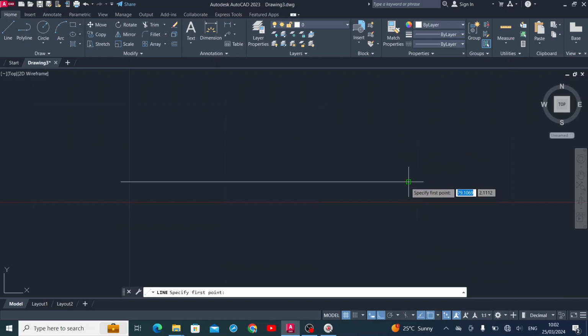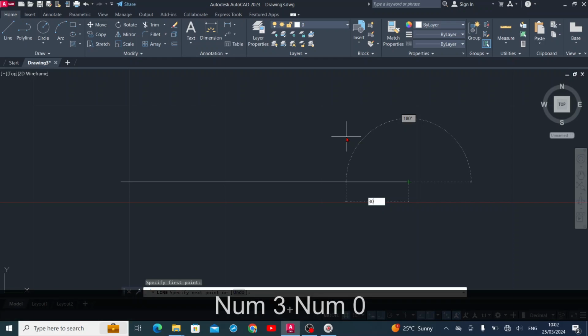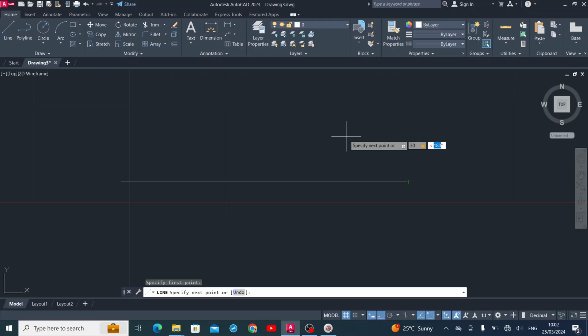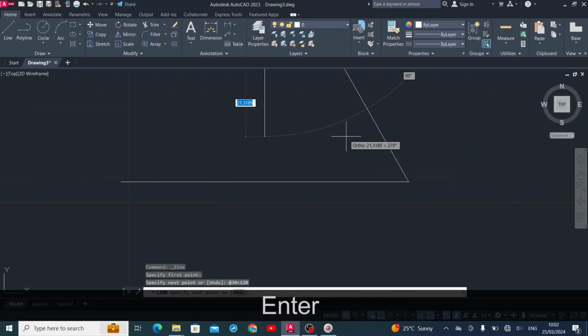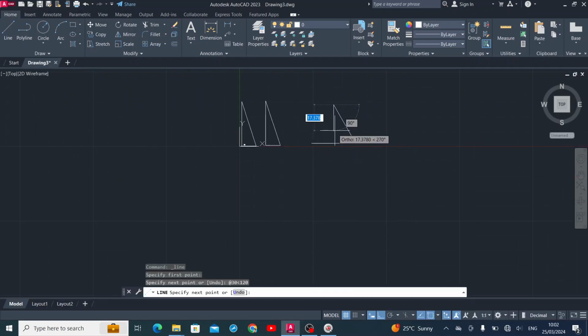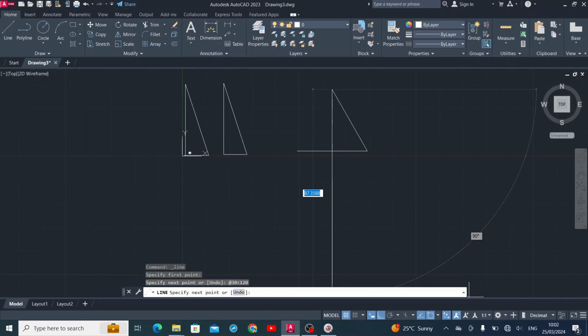So I will take line again. I will click on this endpoint. So inclined length you should give. Inclined length is 30 and shift comma. Instead of comma you should type shift comma to enter angle as input. I will give 120 as the angle. See here. Next. Again, since ortho mode is on, it is showing the line down. Even if you move it here, either it will go horizontal or vertical.